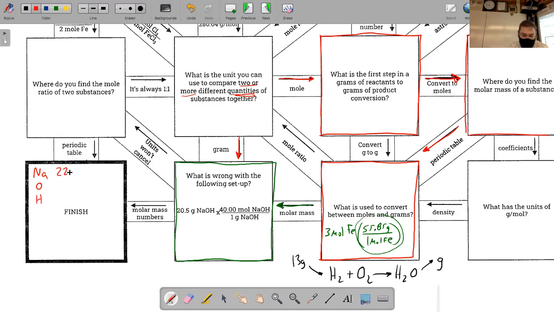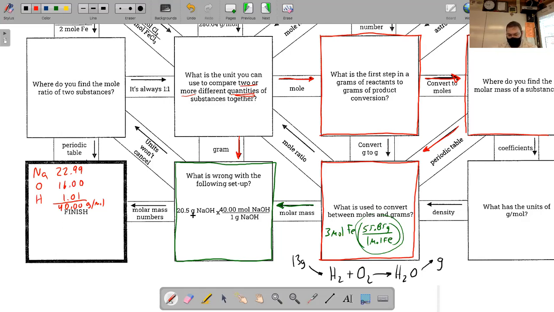Sodium is 22.99. Oxygen is 16.00. And then hydrogen is 1.01. When you add those up, you get 40. So it looks like the 40 is the molar mass in grams per mole. The choices from this box either are the molar mass numbers aren't right, or the units don't cancel.